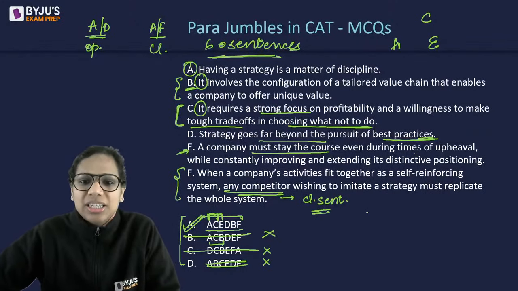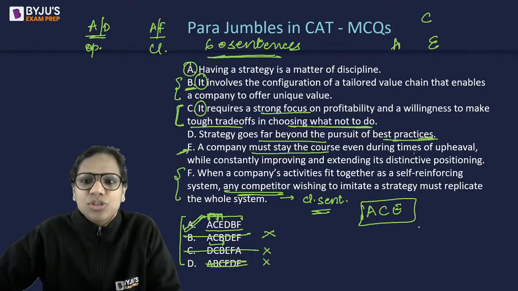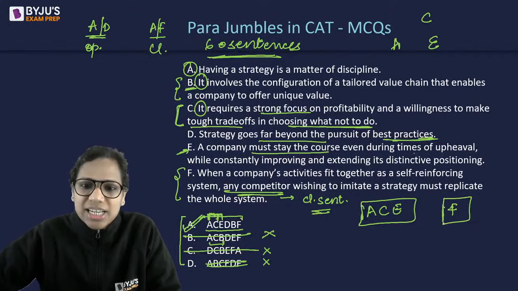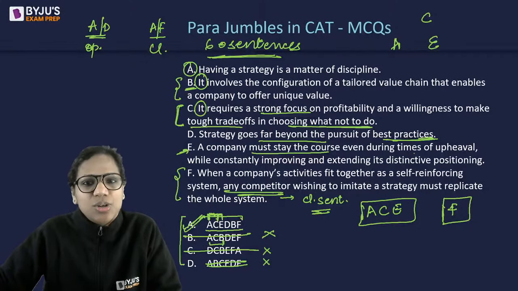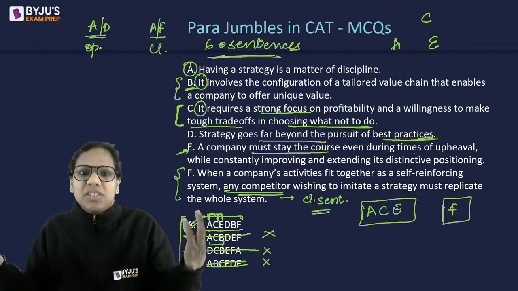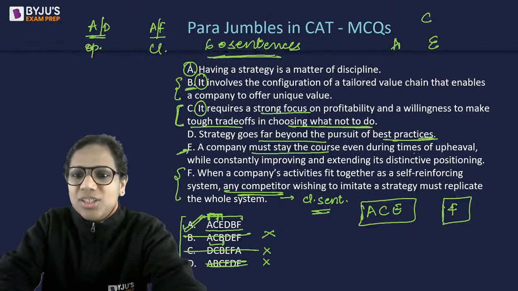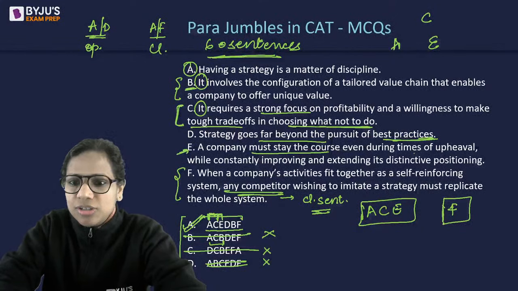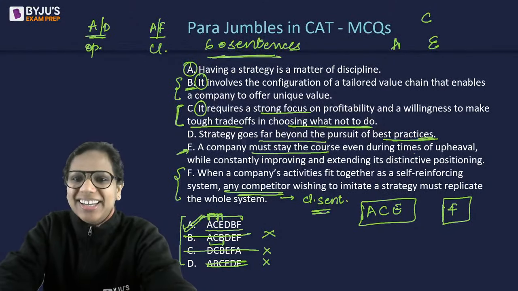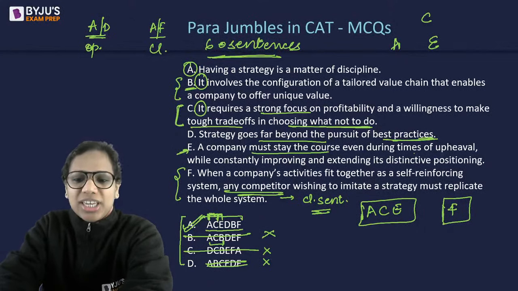So based on theme-based clues, I identified ACE as the sequence. I also realized that F is the closing sentence. I eliminated D as the opening sentence, and that made the job easy for me. Right? So this is how we had to attempt this question. Good, those students who said A, Gaurav, Magma, you are absolutely correct, both of you. Right? Okay then.